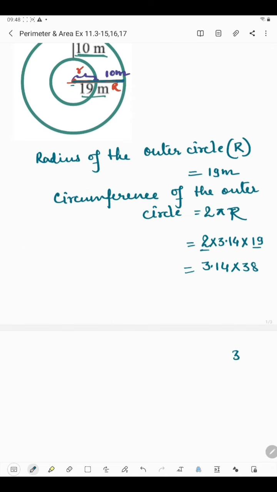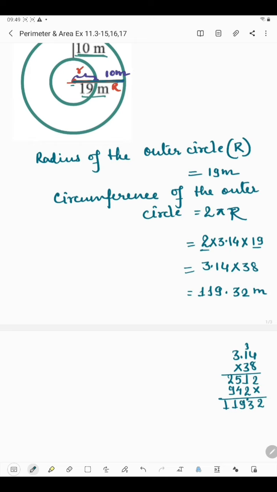So if you multiply this, we get 8 fours are 32, 2 write 3 carry, 8 ones are 8, 9, 10, 11, 1 carry, 3 eights are 24, 24 plus 1 is 25. Now 3 fours are 12, 1 carry, 3 ones are 3, 3 plus 1 is 4, 3 threes are 9. So 2, 2 plus 1 is 3, 5 plus 4 is 9 and 9 plus 2 is 11. Now we will put the point. The point is after 2 places. So it is 119.32 meter, which is the circumference of the outer circle.